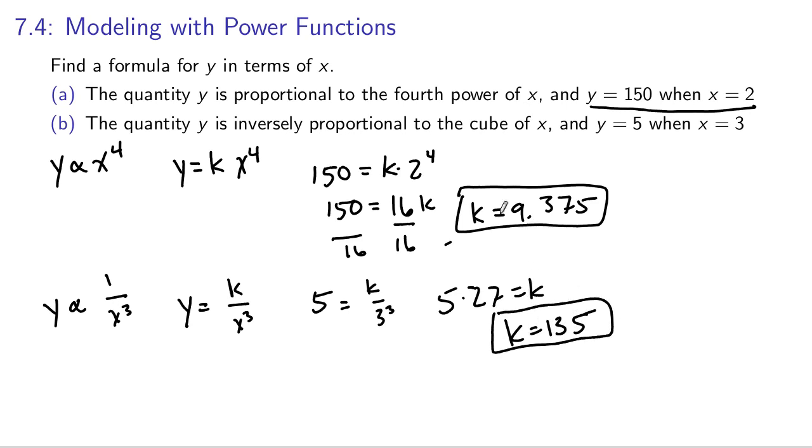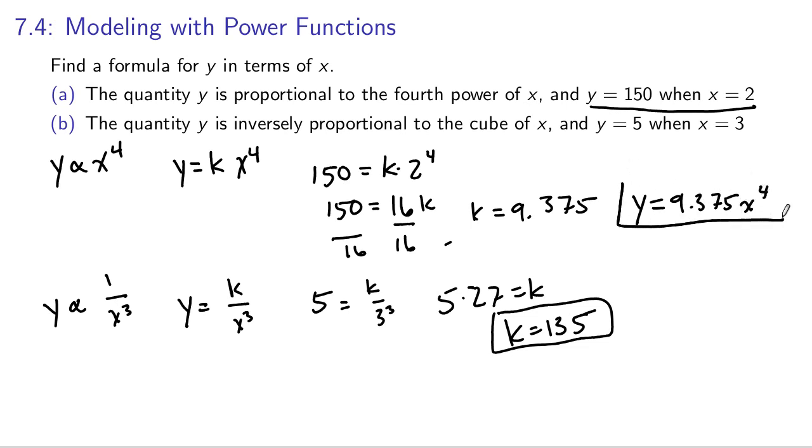I'm sorry, we didn't quite answer the question. Did we find a formula for y in terms of x? Not find the constant of proportionality. So what we need to be doing is finding the formula. We needed to find k to do that, so the formula would be y is 9.375 times x to the fourth power. That's our model. That's our power function model for this data point and this power or exponent.